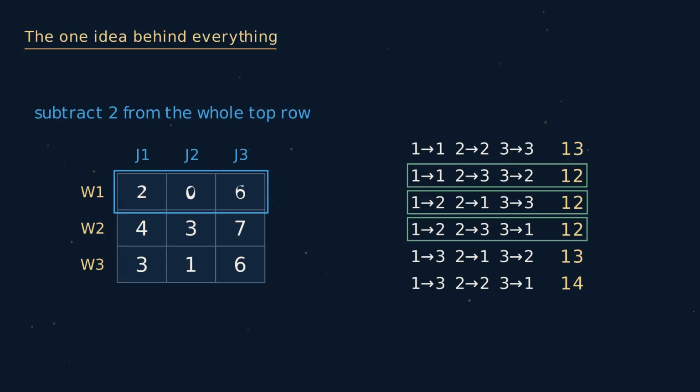Every assignment uses exactly 1 number from that row. Exactly 1. So every single total drops by exactly 2. The whole league table slid down by the same amount. The gaps between them never moved. The same 3 assignments are still in front.